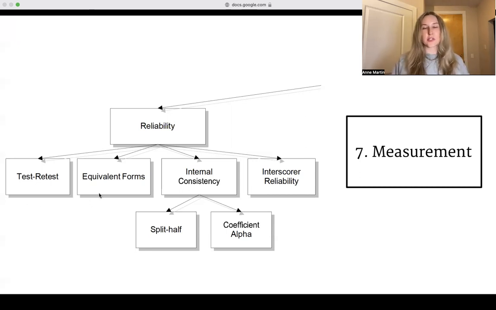Equivalent forms. So if there's a version A and a version B, making sure that those forms are reliable, in that one is not harder or easier than the other, so to speak. Internal consistency, meaning that if the measure is measuring one single construct, all of those questions are reliably measuring that construct. And then interscore reliability.